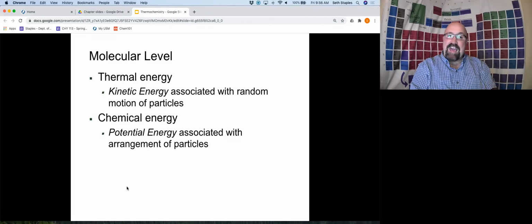We also have chemical energy at this molecular level, which we will talk about, which is associated with the arrangement of particles. How are the particles in a compound actually hooked together? How are they arranged? What types of bonds exist between the atoms in these various compounds? And so that's a lot of stored energy. That's a lot of potential energy waiting to be released by whatever means we might be using.